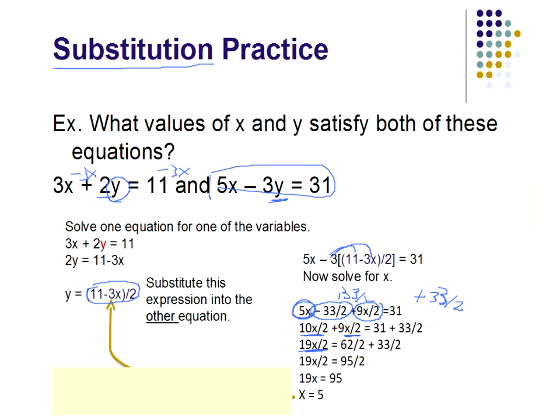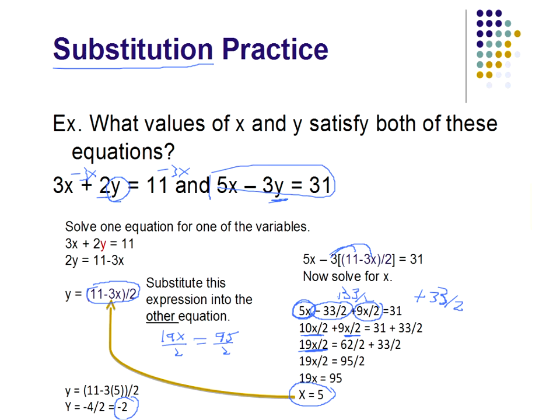But in any case, what I had here was 19x over 2 equals 95 over 2. So when I multiply both sides by 2, I get 19x equals 95, and I divide both sides by 19, and I get x equals 5. Now I'm going to take that and plug it in to find the y value. And so when I do that, I get y equals negative 2. Those are the only solutions to both equations.